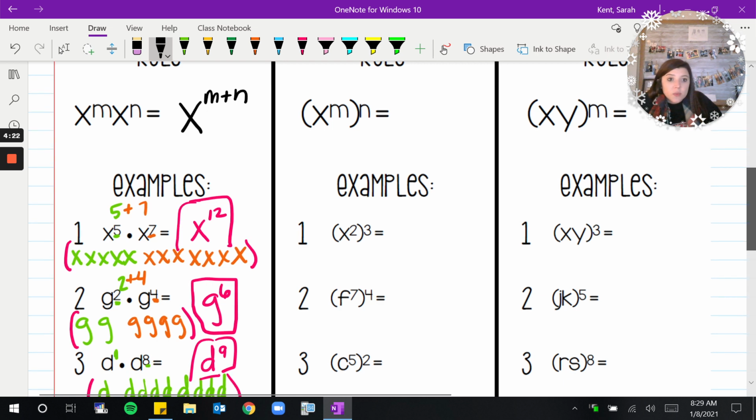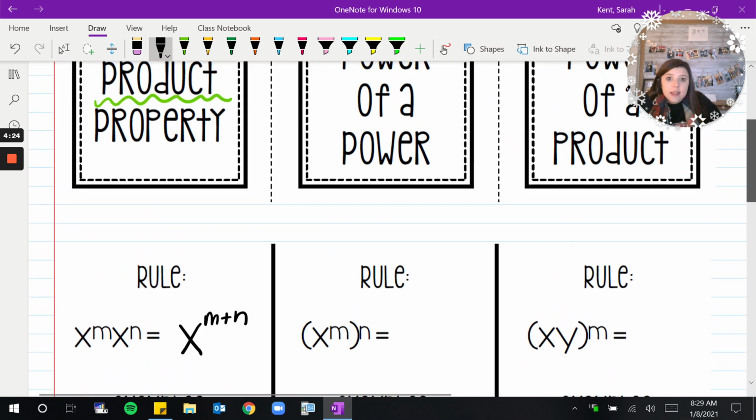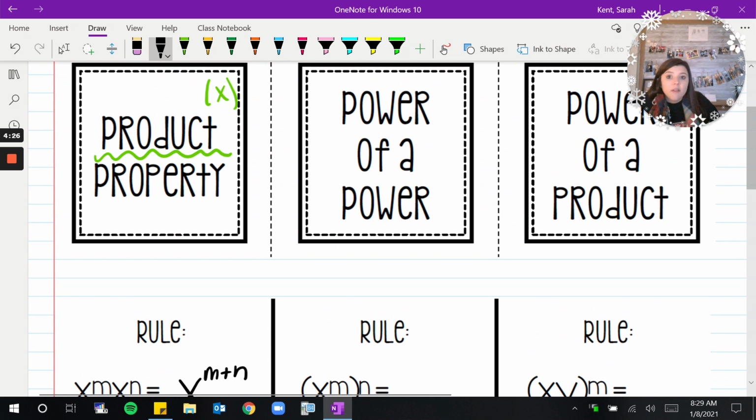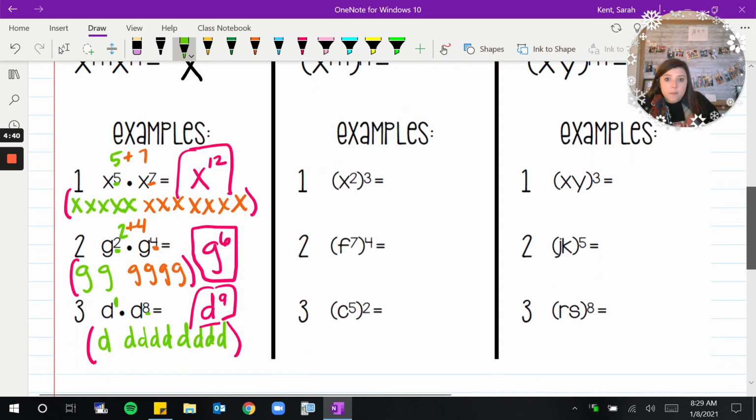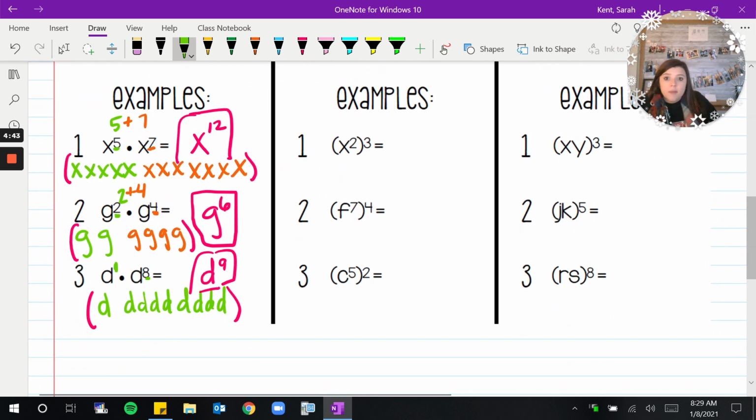Our next rule is the power of a power. So power of a power. So that means there are going to be 2 exponents, 2 powers in the problem. So if we go down to our examples, here we've got x to the power of 2 to the power of 3.